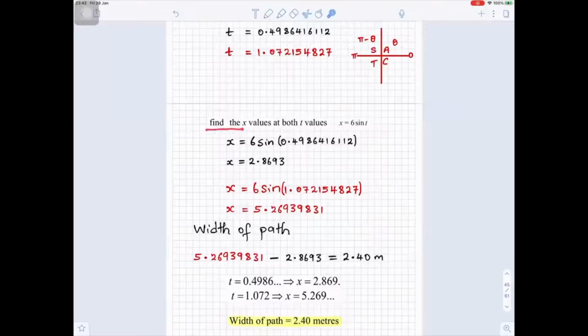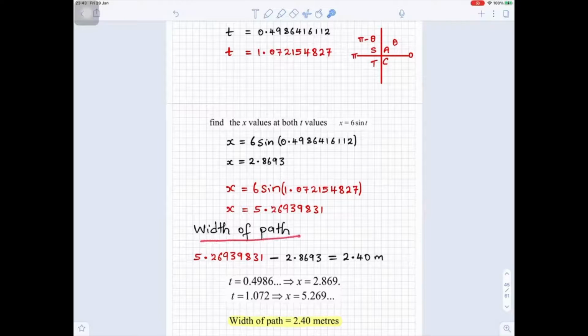So we want to find the x values at both values of t. And we know x equals 6 sine t. So we start with the first value for t, 0.4986. It would be 6 sine 0.4986, and 6 times sine 0.4986 would give you 2.8693. That's your first value for x. And we use the same x equals 6 sine t, 6 sine 1.072, and 6 times that would be 5.269.